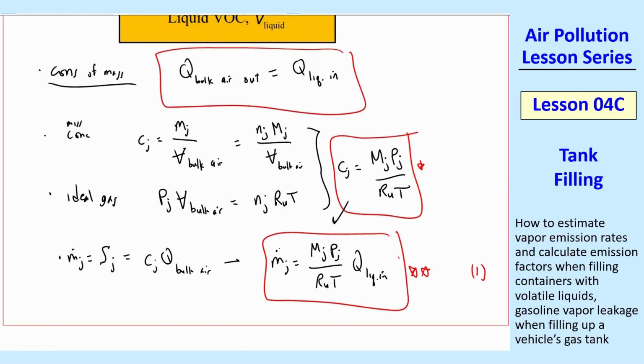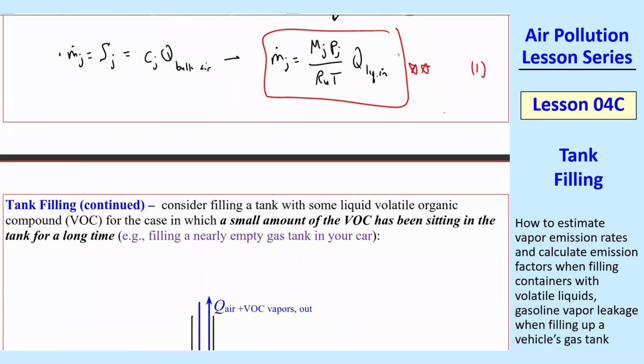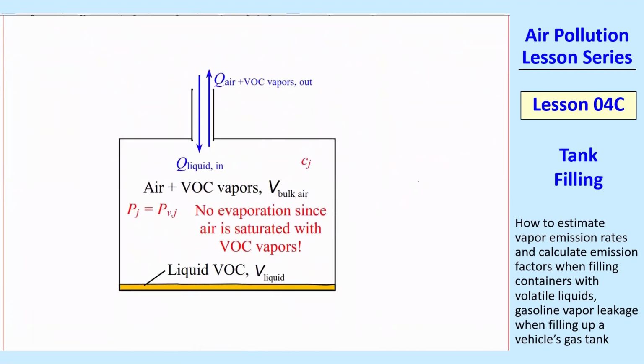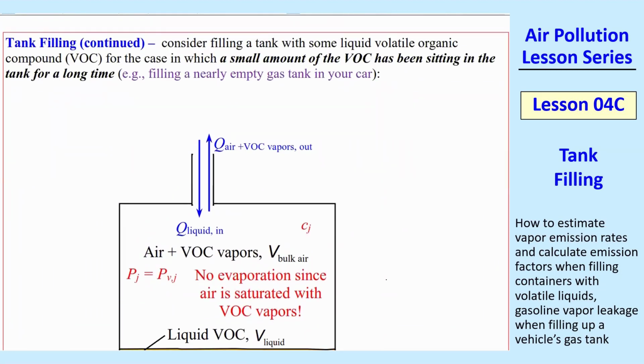So this is the displaced vapor that comes out. The only thing we don't know is PJ. So that's where we use something that we learned previously. If you have a tank filled with a little bit of VOC, so let's draw this again with just a little bit on the bottom there, a little bit of liquid, but it's been sitting there for a long time. So a good example is your gas tank in your car.